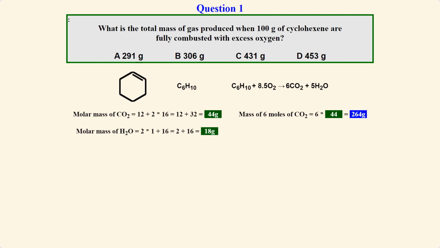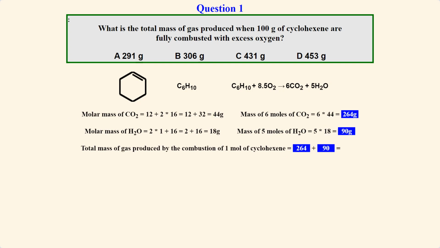And we've got 5 moles of steam, or H2O, so we need 5 times 18, 90 grams. So the total mass of gas we get is 264 grams of CO2 and 90 grams of H2O, steam. Adding them together, we get 354 grams. So that's the total mass of gas produced when we combust 1 mole of cyclohexene.